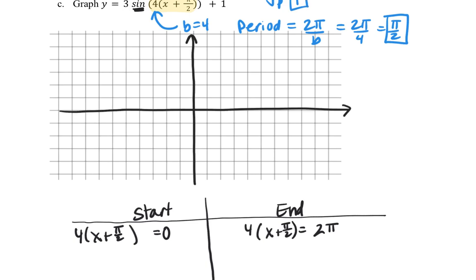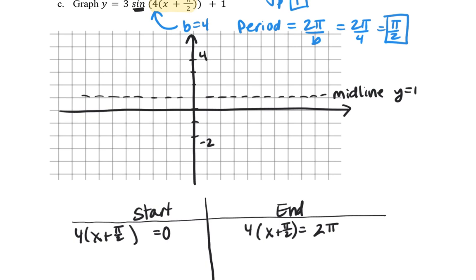Okay, so the first thing I'm going to do is just put in my vertical shift. I'm going to just draw that midline at y equals 1. Okay, now the amplitude is 3, and so I'm going to have to go up to 4 for the peak and then down to -2. It's sine, so it's going to start at the midline. And now we need to think about where our start is.